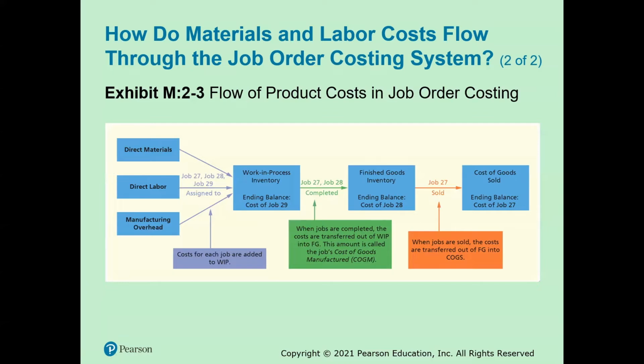Job 29 is the only job that is not complete and it's still in process. Job 28 is complete, but not delivered to the customer. So we see here, job 27 is the only job completed and delivered.